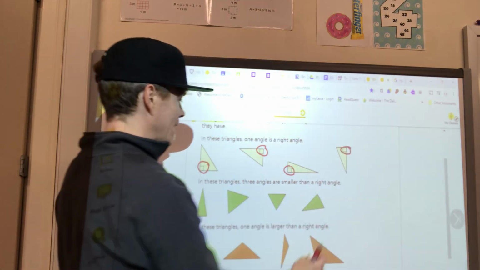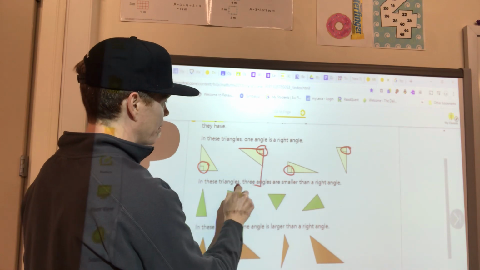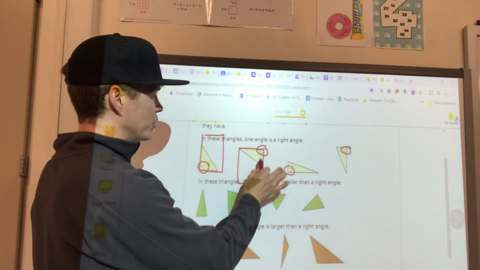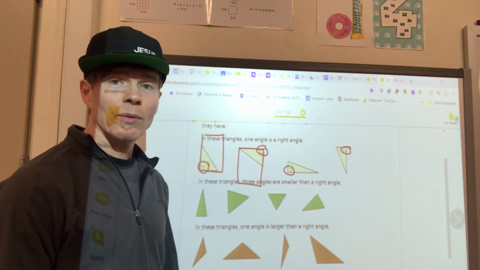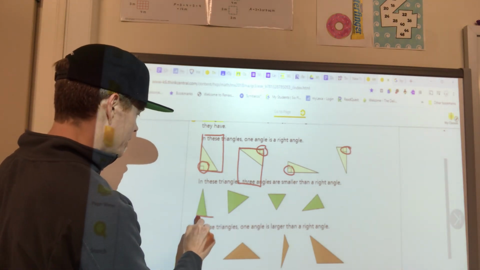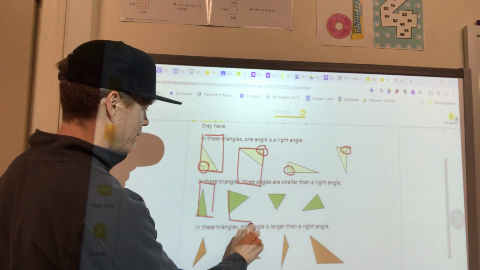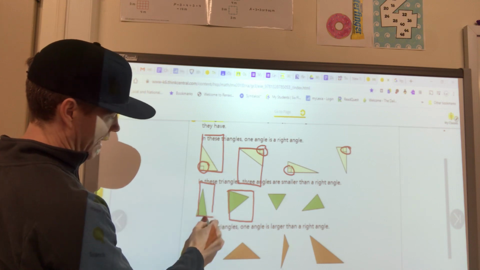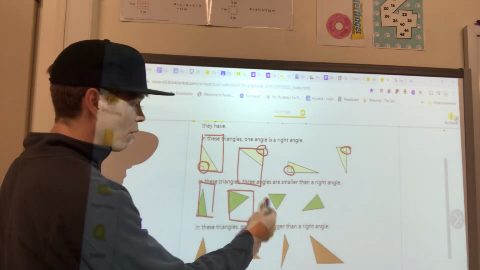That means if I take a piece of paper and place it here, it would form a 90-degree angle, so these two sides would be exactly on there, therefore it would be a right angle. These right here, if I put a piece of paper here, notice one side could fit, but the second side would not fit directly on there. So these are all smaller than right angles.